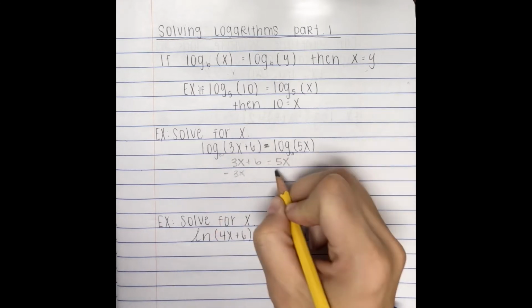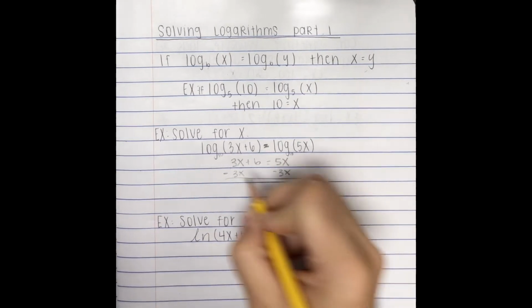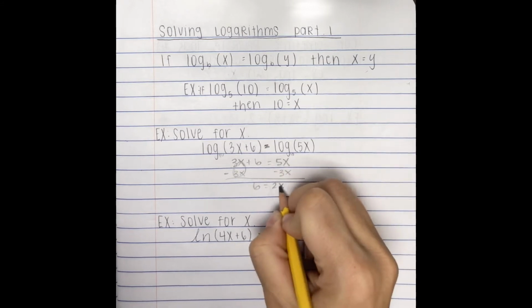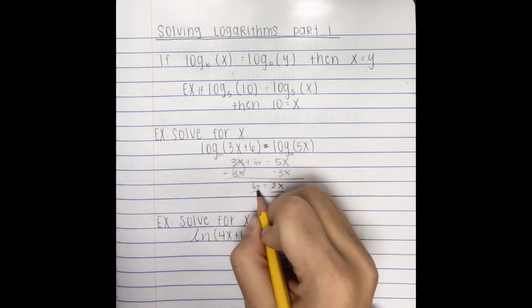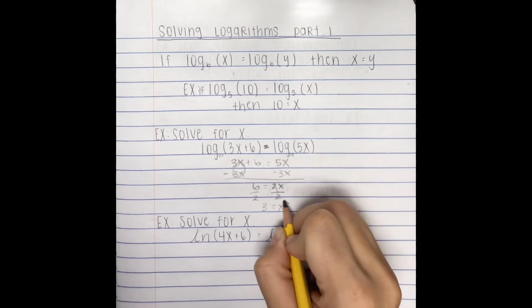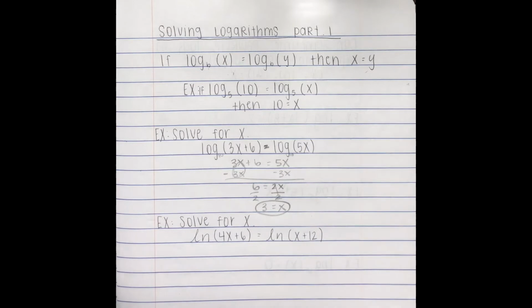So I would take away 3x's from both sides. I have 6 equals 5x minus 3x is 2x. Divide both sides by 2. And we get x equals 3. Okay, let's try it again.